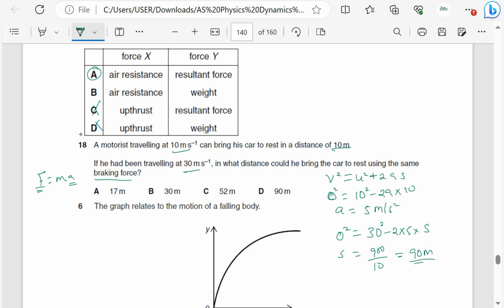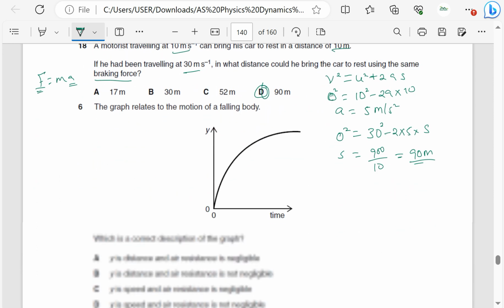I'm using a minus because it is a deceleration. It is coming to rest, applying brakes, so that's why I'm putting a minus here. So the answer here is going to be 90 meters. The graph relates to the motion of a falling body.